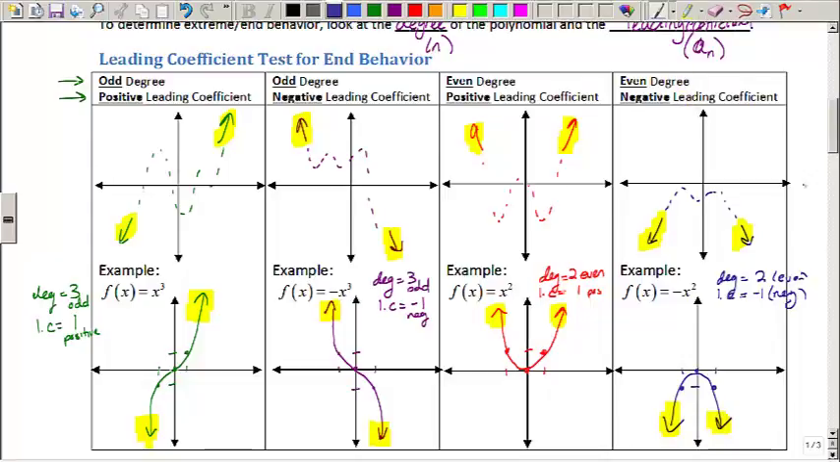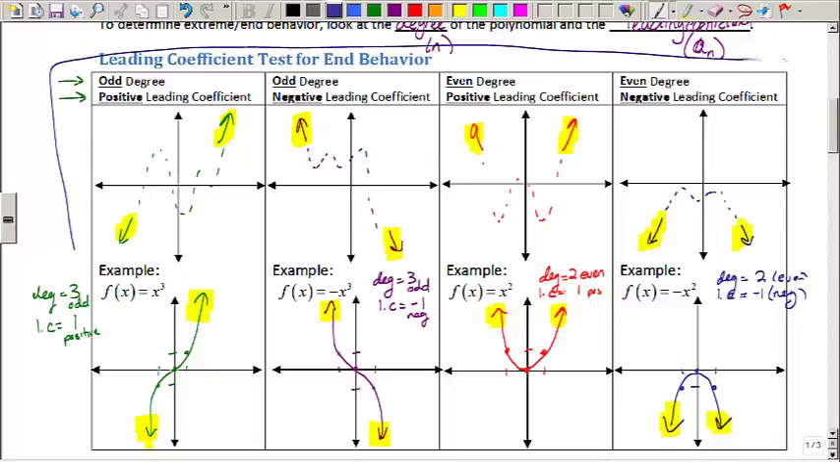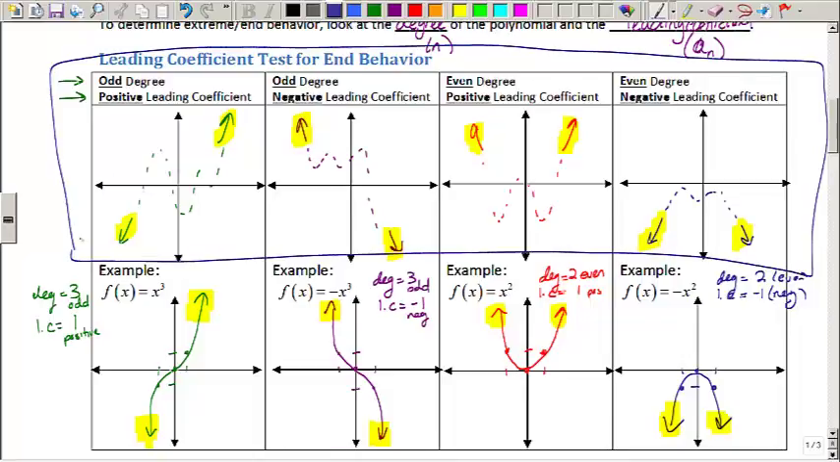You will have to know this chart, at least this top part right here. You'll need to know it by heart so that when you get to the problems on the test or on the homework, you'll be able to quickly know the end behavior. So this is something that you're going to have to memorize.